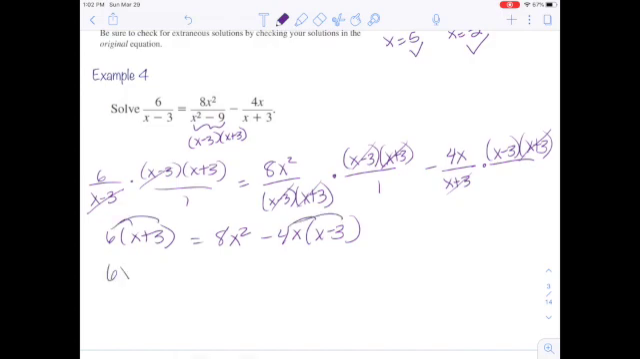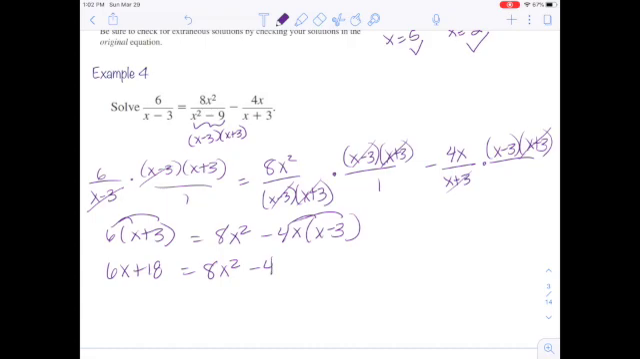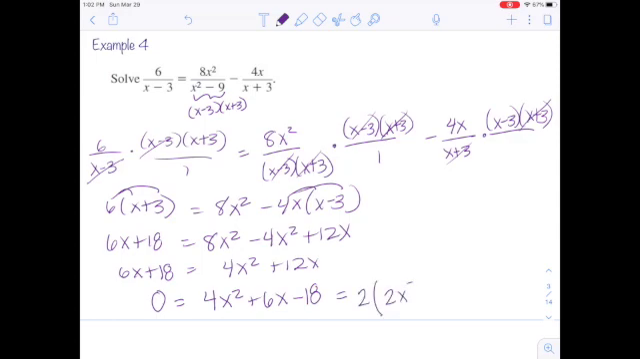And a little distribute and combine. You get 6x plus 18 is equal to 8x squared minus 4x squared plus 12x. Combine all your like terms. This gives you 4x squared plus 12x. Okay, kick everything over to one side. You have 4x squared plus 6x minus 18. You can factor that. Take out a GCF of 2. You're left with 2x squared plus 3x minus 9.